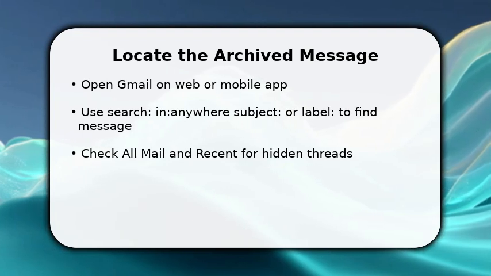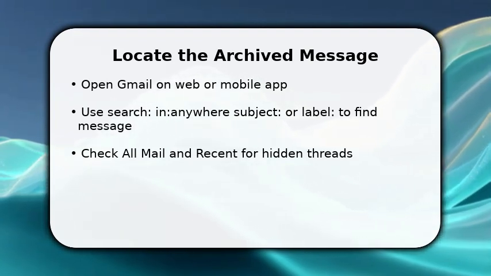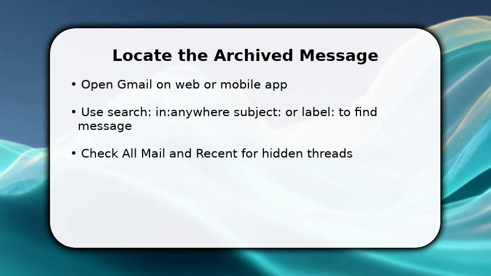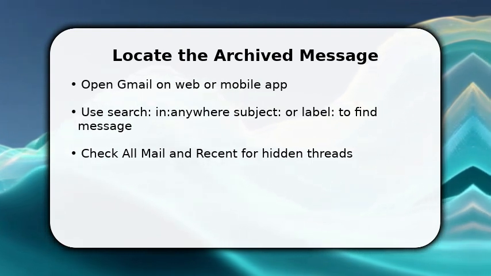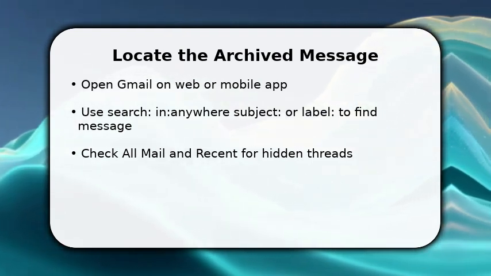Enjoy the video. You start by finding the archived conversation. Open Gmail and search within, anywhere plus a sender or subject to pull up the exact thread. This ensures you're not guessing.